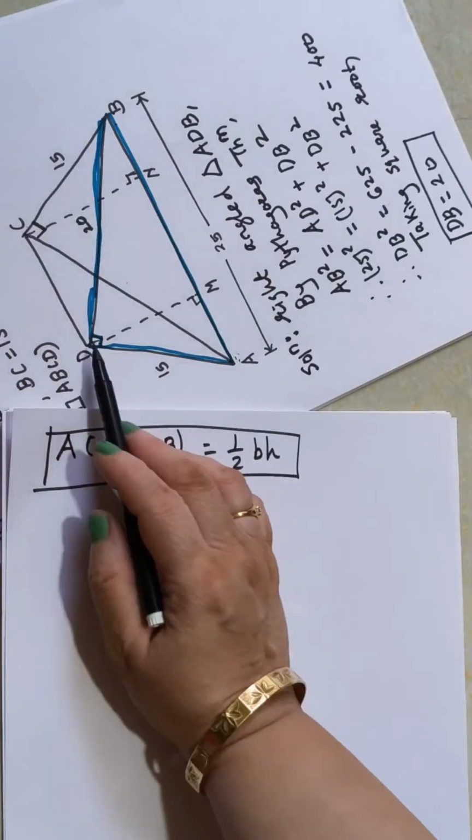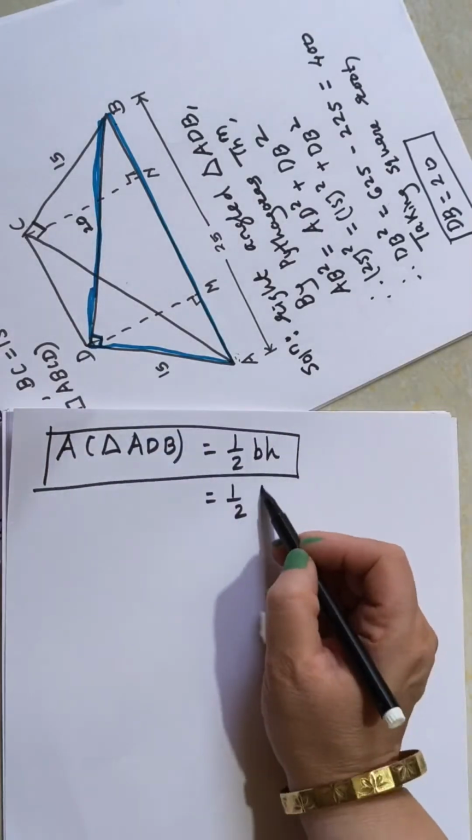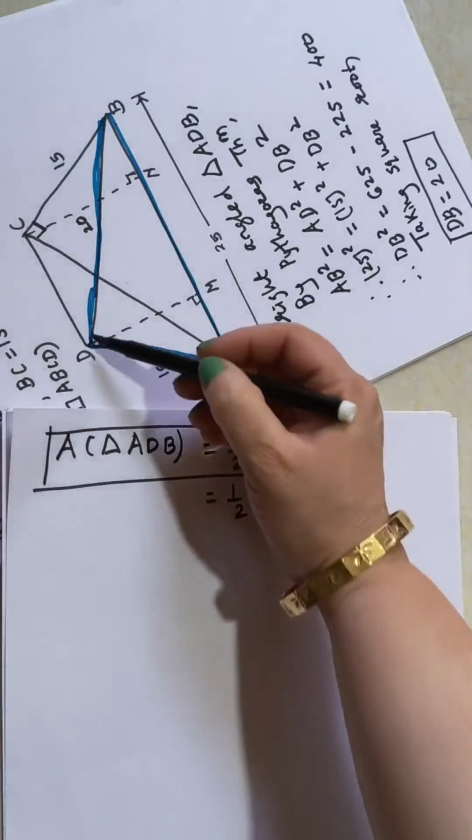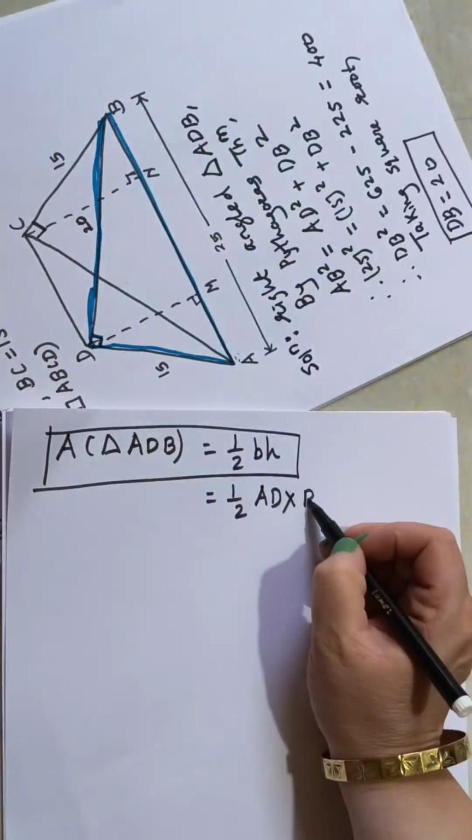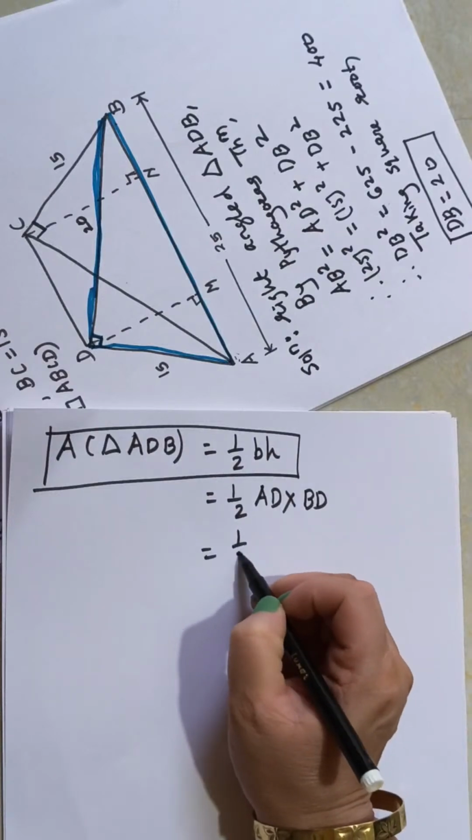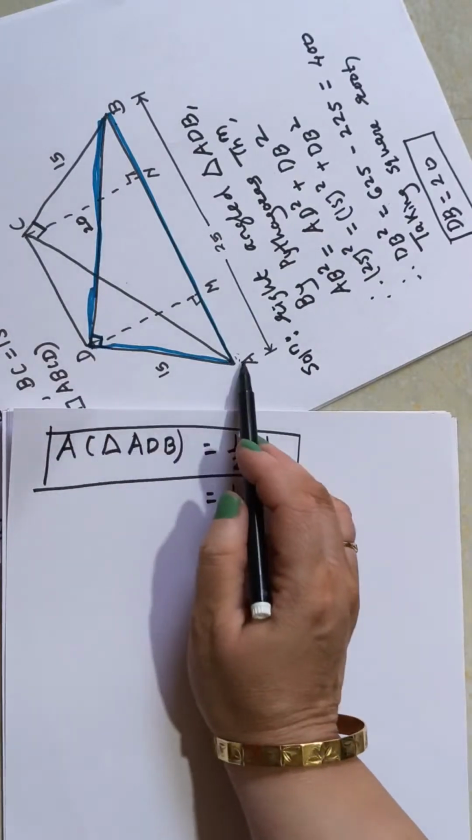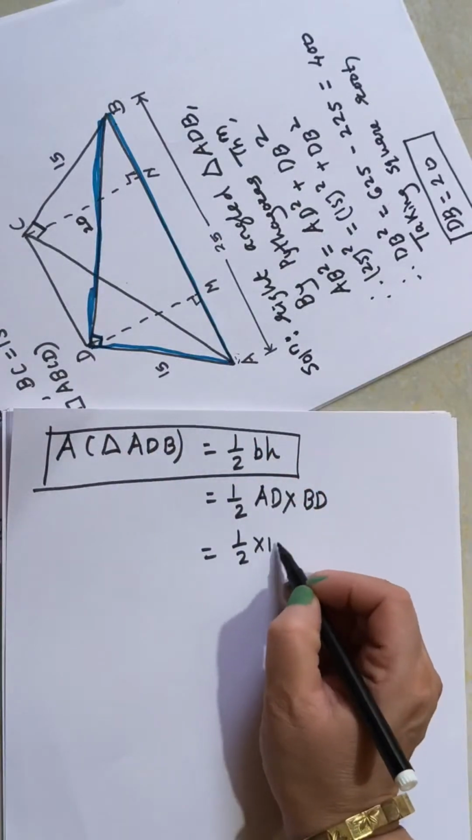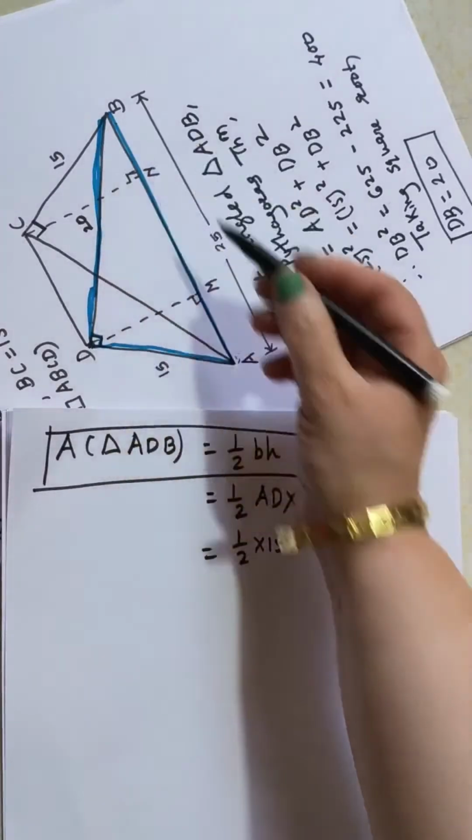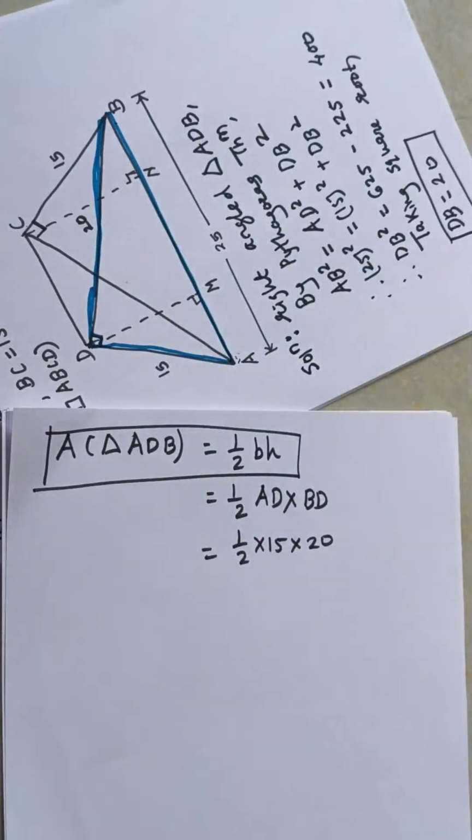So what is base? That is AD. And what is the height? That is BD. Okay, so half. What is AD? AD is 15. And what is BD? That is 20. So let us divide it by 2. Yes, height is BD. So I have done this arrangement for you so that you can understand which is the base and which is the height.